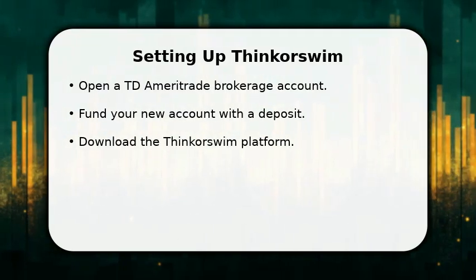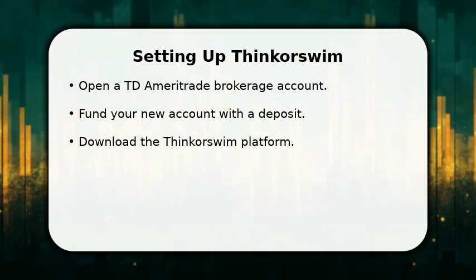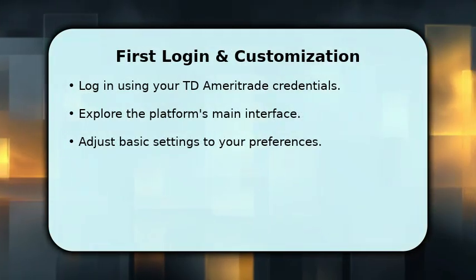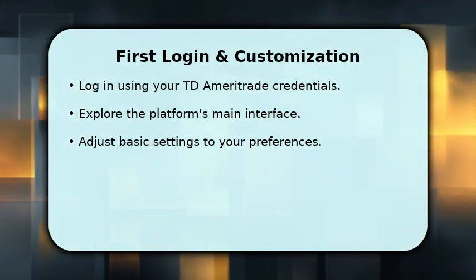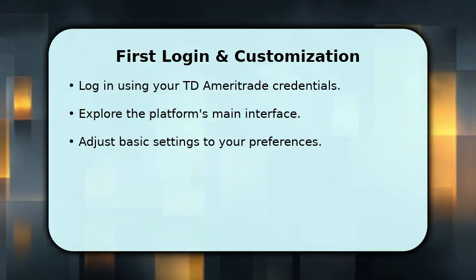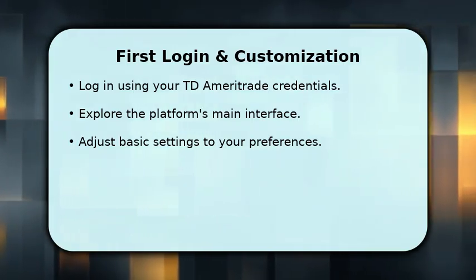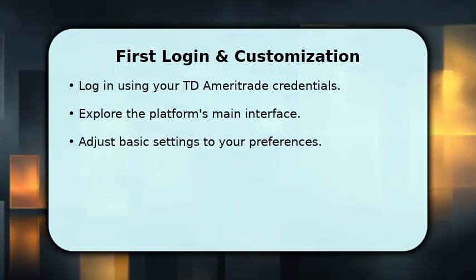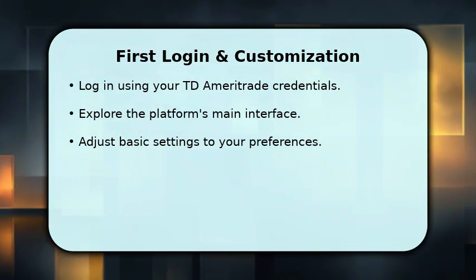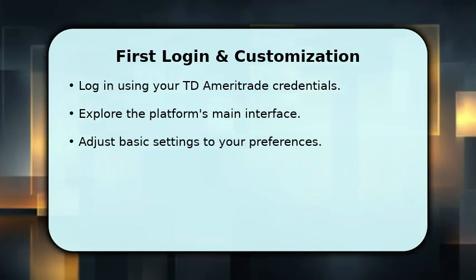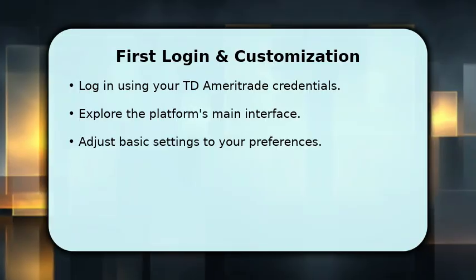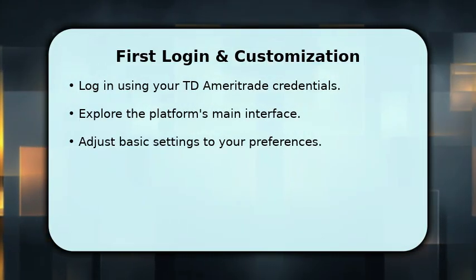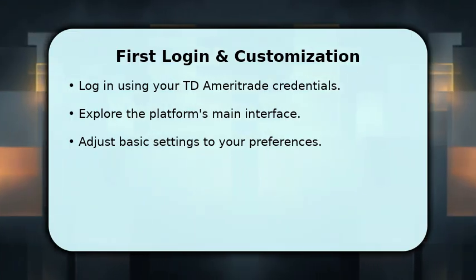After funding, you can download the Thinkorswim platform directly from the TD Ameritrade website. After downloading, launch Thinkorswim and log in using your TD Ameritrade credentials. Take a moment to explore the main interface, noticing the various tabs and panels. You can begin customizing your workspace by adjusting settings like themes, fonts, and default layouts. Personalizing these elements early on helps create an efficient and comfortable trading environment tailored to your needs.